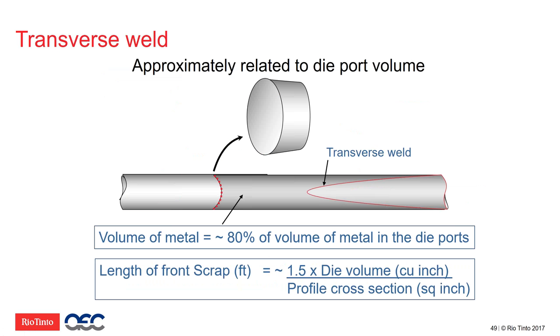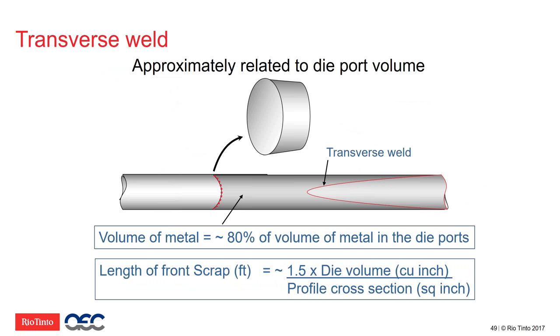So an approximate calculation for the transverse weld scrap length is related to the volume of metal in the port, which is pushed out by the billet, over the profile cross-section area. We also apply a 1.5 coefficient, a factor, to account for the fact that the metal does not come out of the die in one big lump. So it's elongated. And this 1.5 didn't come up just as a number out of the blue. It was clearly calculated and demonstrated.